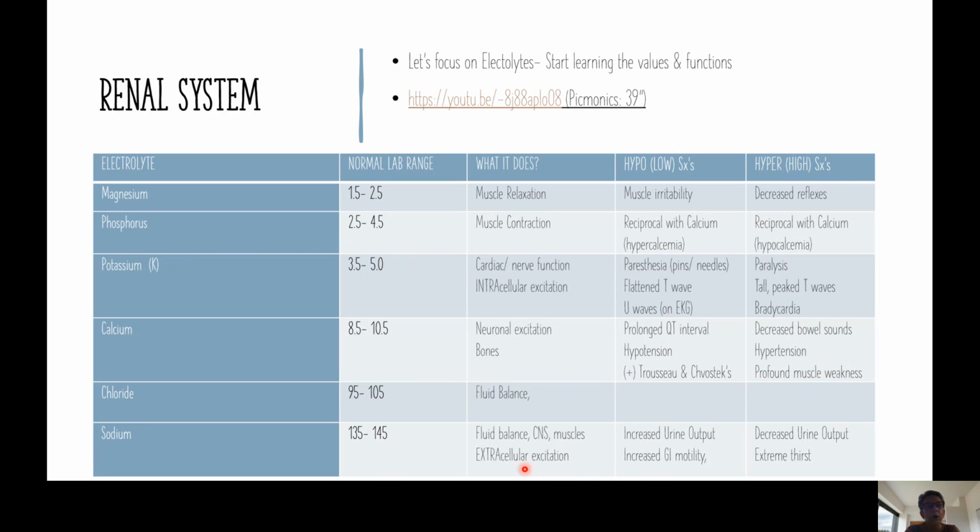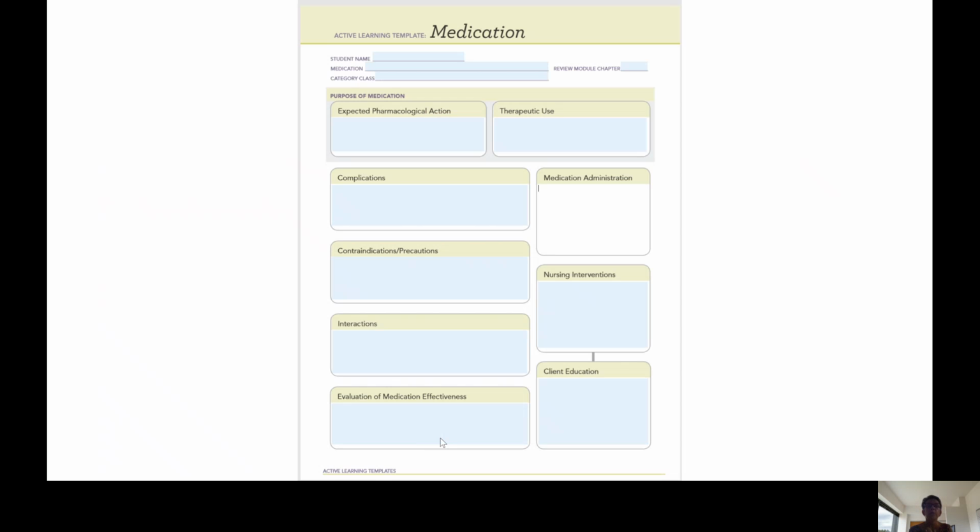If you are hypernatremic, you'll have a decreased urine output and extreme thirst. But just think of what that's like if you get really super dehydrated. Okay, hope you found that helpful.